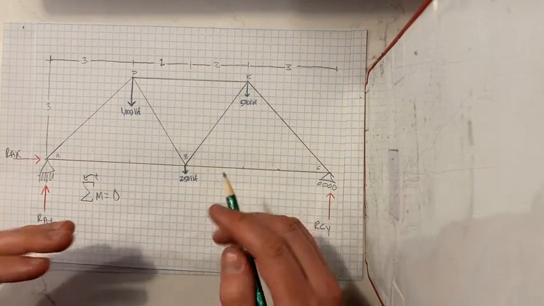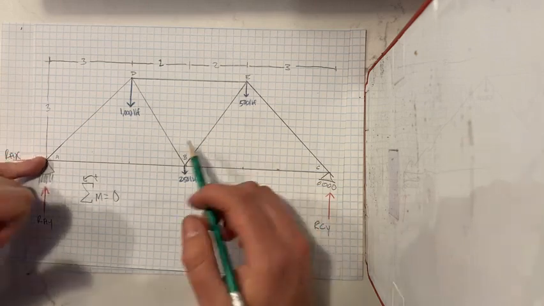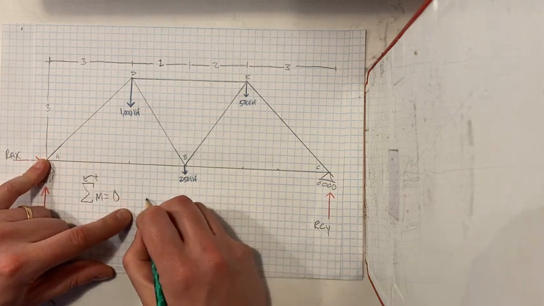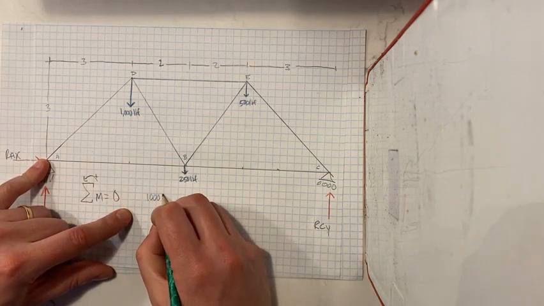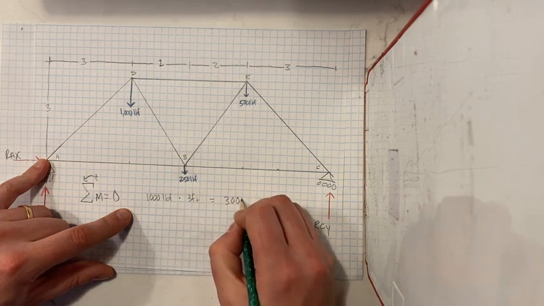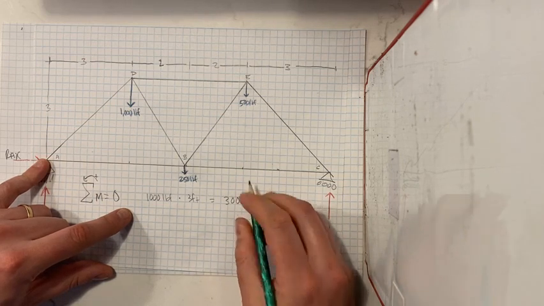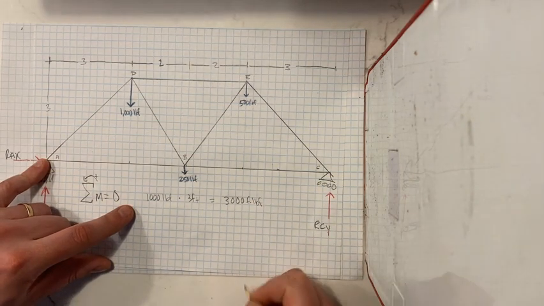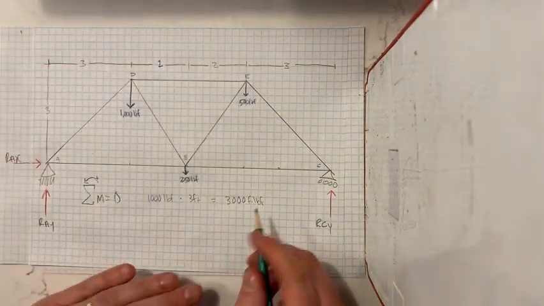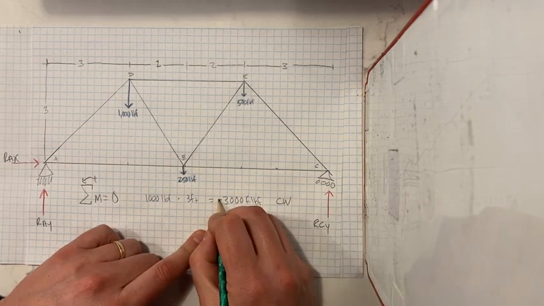So again, a moment is the force times its perpendicular distance from that point where it's rotating. So for this first force here, this is going to be 1,000 times 3 feet. That's going to equal 3,000 foot times pounds of force. And if that's going down around this point, that's going to turn it clockwise. So that's going to make this negative.